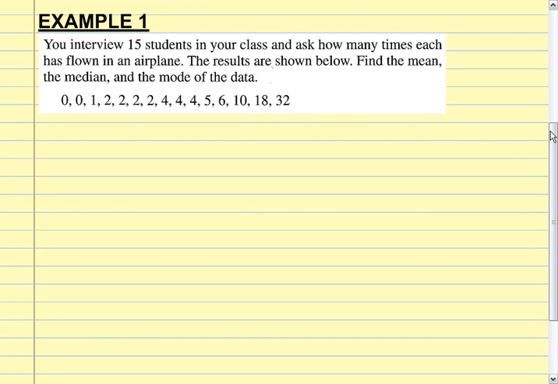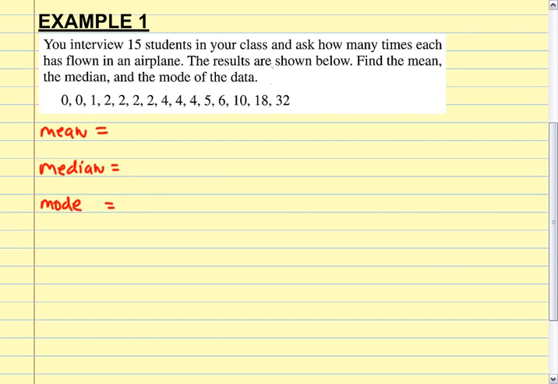It says you interview 15 students in your class and ask how many times each has flown in an airplane. The results are shown below. They want us to find the mean, the median, and the mode of the data. Okay? Now, fortunately for us, they've already listed them from least to greatest. All right? I'll write my answers over here. Here's the mean, and I'll put an equal sign. Here's the median. Okay? And then I'm going to do the mode.